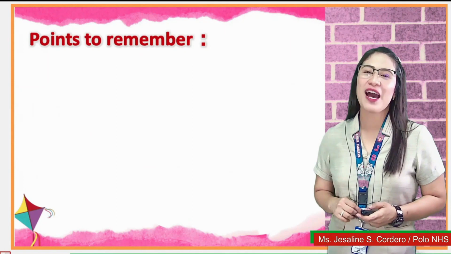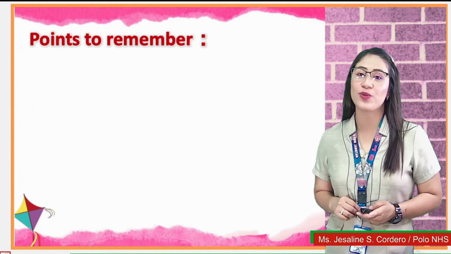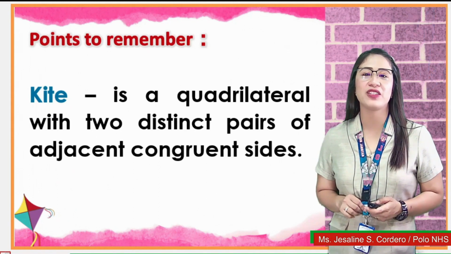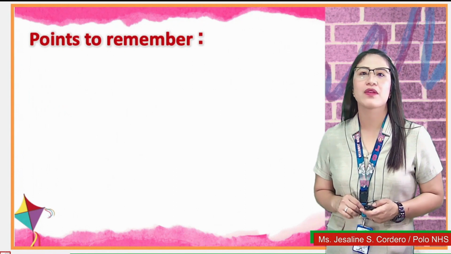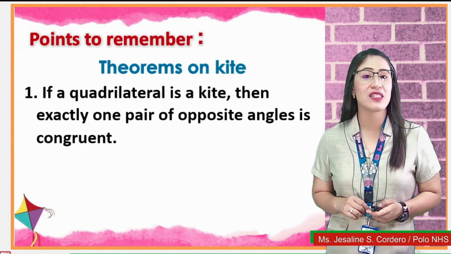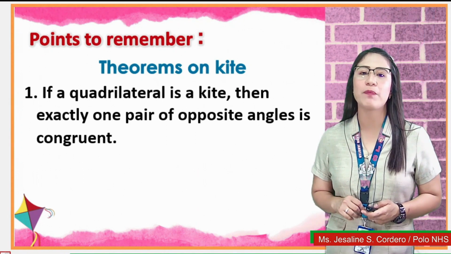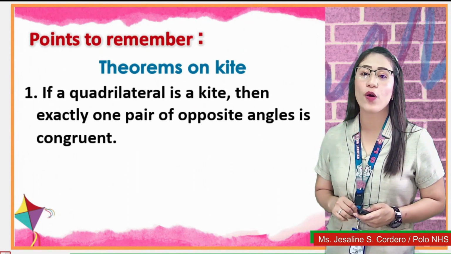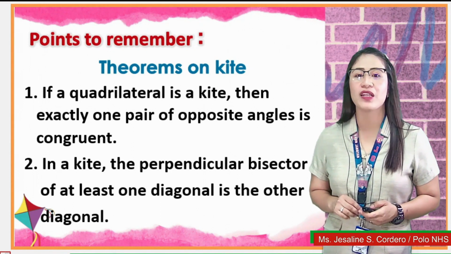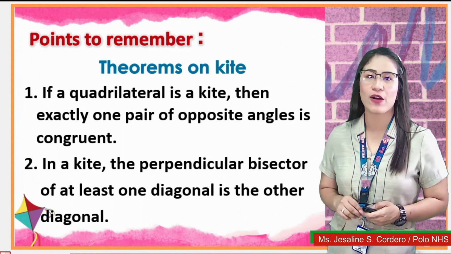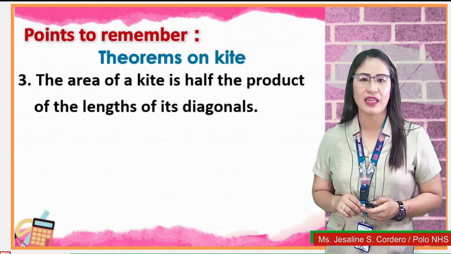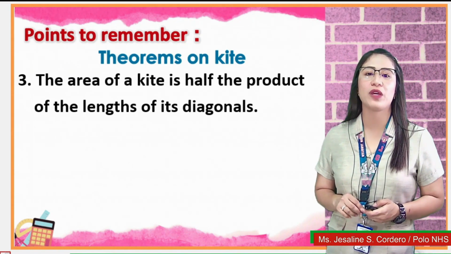To sum up today's lesson, here are some points to remember. Kite is a quadrilateral with two distinct pairs of adjacent and congruent sides. Theorems on kite. We have, if a quadrilateral is a kite, then exactly one pair of opposite angles is congruent. Second theorem, in a kite, the perpendicular bisector of at least one diagonal is the other diagonal. Third theorem, the area of a kite is half the product of the lengths of its diagonals.